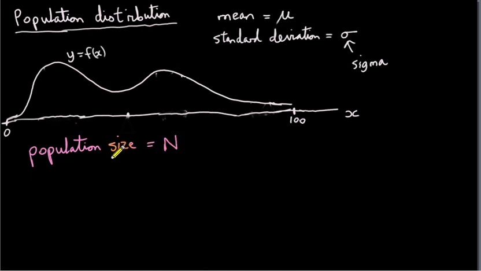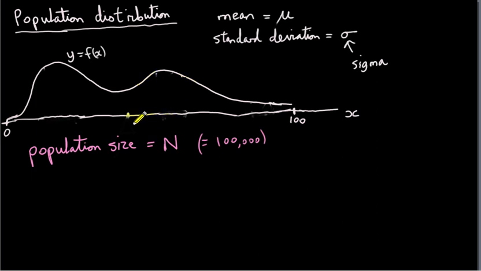The general idea is that we have a population size N, which could be some gigantic number. Maybe think of a number in the region of 100,000, maybe more. And this is the distribution of all those values. The values run from 0 to 100. So we have about 100,000 of these values. And this is how they're distributed.